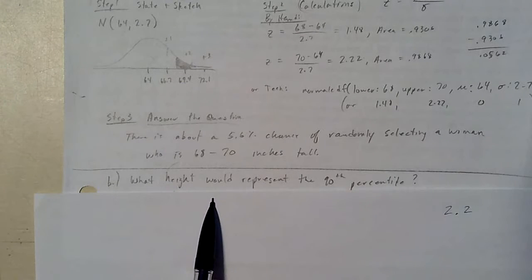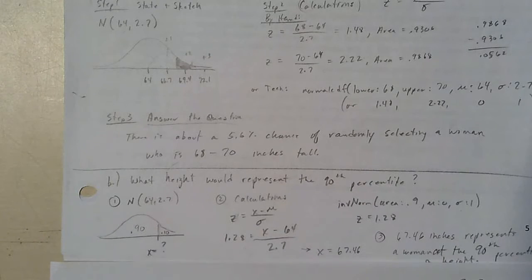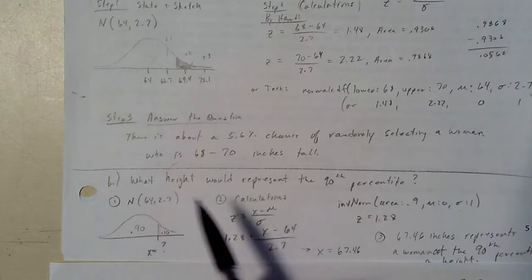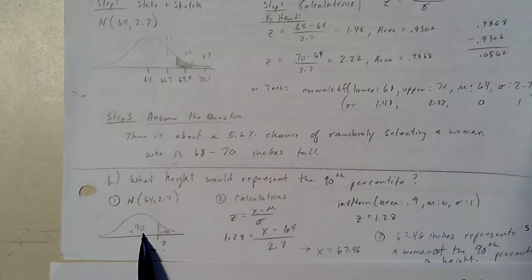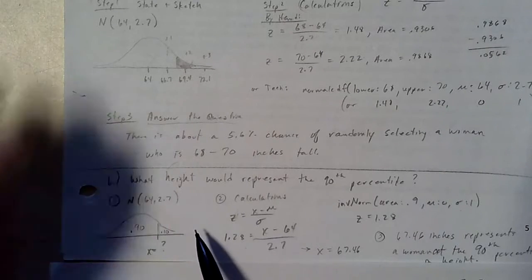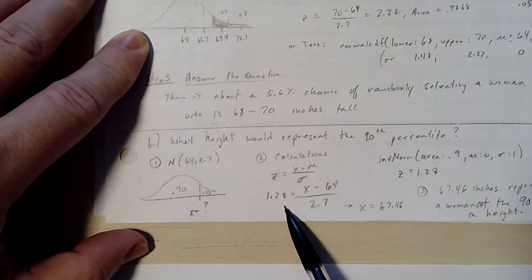What heights would represent the 90th percentile? Okay, so if they asked you for a question like this, or what's the probability of randomly selecting somebody at the 90th percentile? Here's what we do. Area under the curve is 0.90. Okay, so we can find the x value this way by plugging in the z-score.